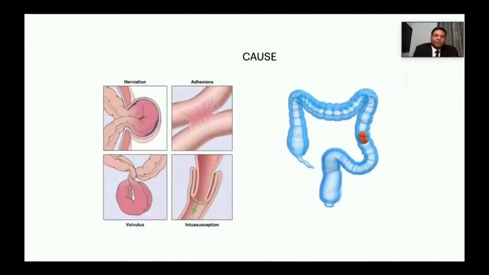Now, if we come to the causes, what is the cause for obstruction? If we see, it can be benign causes like herniation of the intestine. You can see that a portion of the intestine has come out, or it can be because of adhesion, a part of intestine getting adherent to another part of intestine. Then it can be because of twisting. You can see that a loop of intestine has twisted in itself, or it can be because of sliding part of intestine.